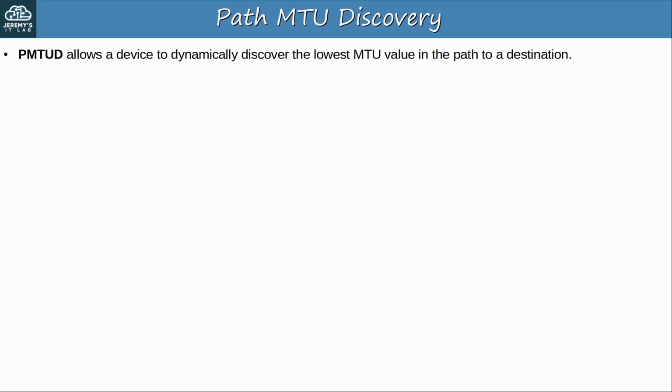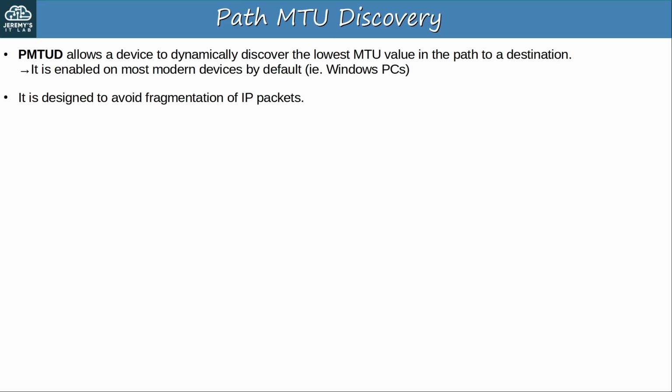The final topic I will cover is something called Path MTU Discovery. I won't get into any details, just a single slide so you know what it is. PMTUD allows a device to dynamically discover the lowest MTU value in the path to a destination, and it is enabled on most modern devices by default, for example Windows PCs. It is designed to avoid fragmentation of IP packets, because fragmenting packets requires additional processing on both the host doing the fragmenting and on the host reassembling the fragments.